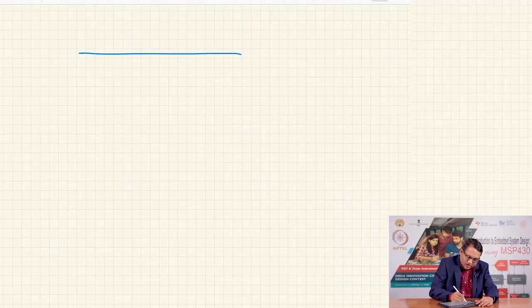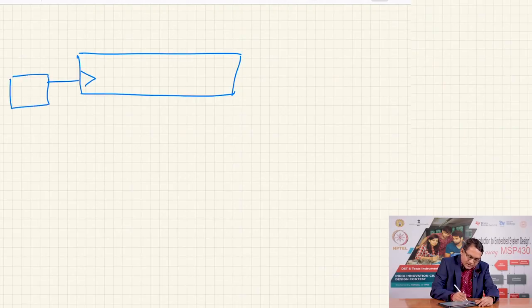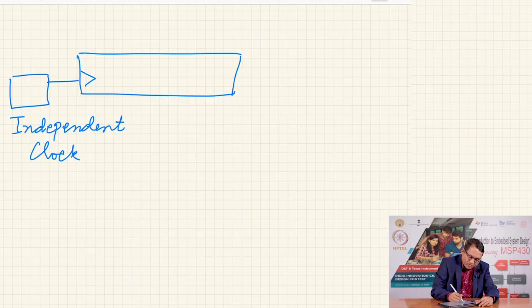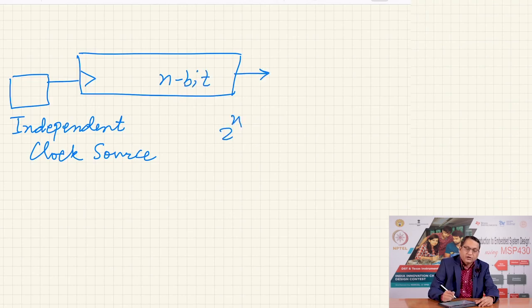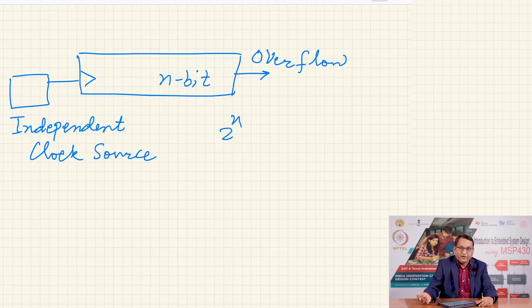Imagine that you have a counter, and this counter can be fed with a clock source, and let us say it is an independent source of clock, and this is an n bit counter. It would count 2 raised to power n clock pulses, at the end of which the overflow pin of the counter would become 1, and if this becomes 1, it can be used to reset the system.